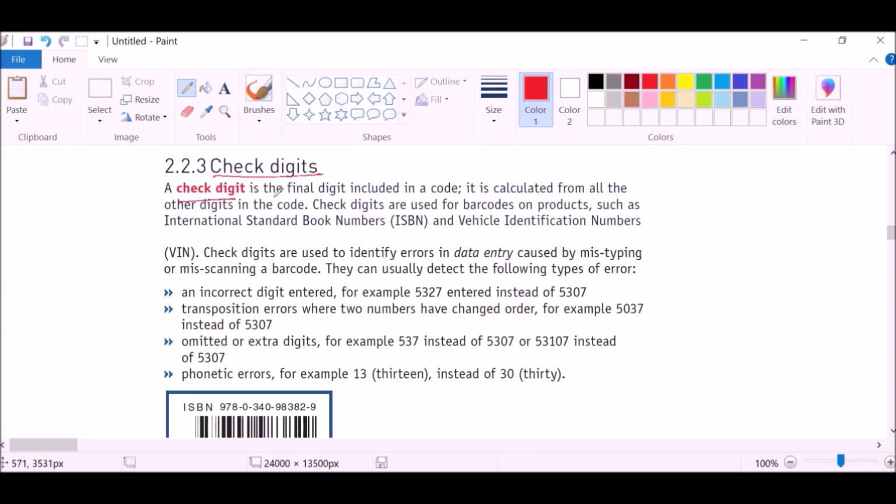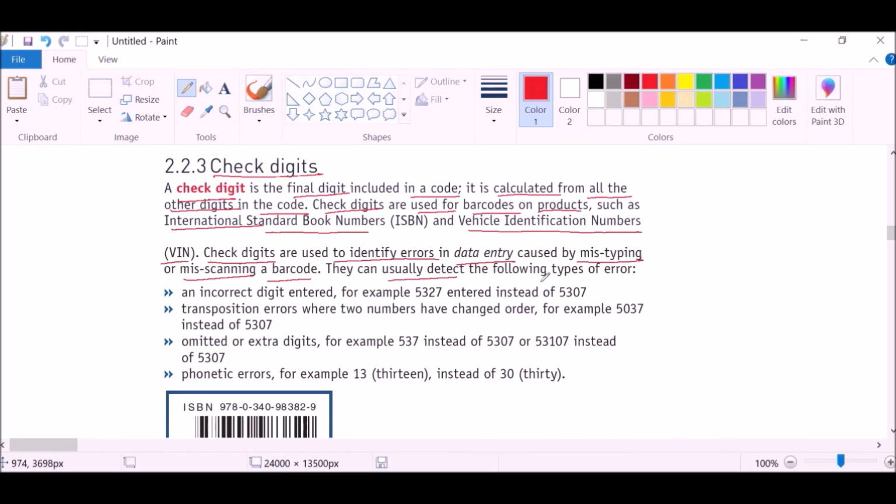A check digit is the final digit included in a code. It is calculated from all the other digits in the code. Check digits are used for barcodes on products, such as International Standard Book Number, ISBN, and Vehicle Identification Numbers, VIN. Check digits are used to identify errors in data entry caused by mistyping or misscanning a barcode.